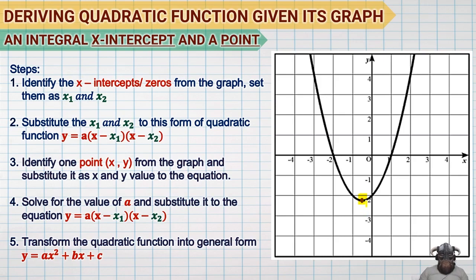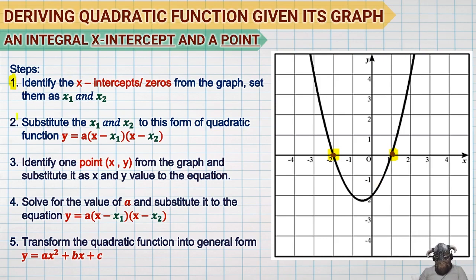So in that case, we will look for other points, and if the given graph will show you the x-intercept or 2 x-intercepts on this given graph, pwede natin gamitin yon. So, pag meron dalawang given na x-intercept, pwede itong way na gagawin natin ngayon. So, here are the steps. We have to identify the x-intercepts or zeros from the graph and then set them as x sub 1 and x sub 2. So, that's the first step.